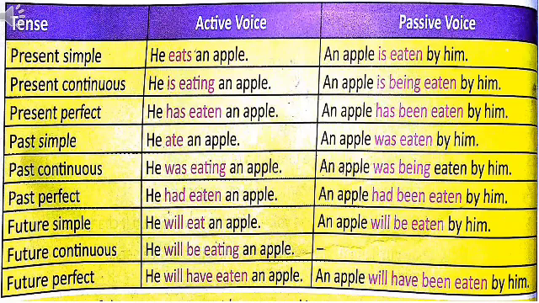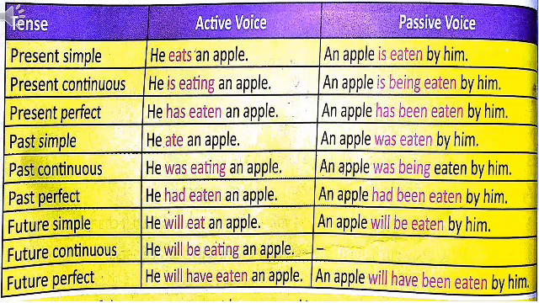Past continuous, he was eating an apple. Like present continuous, we will add being after helping verb. An apple was being eaten by him. Past perfect tense, he had eaten an apple. After had, we will add been. An apple had been eaten by him.